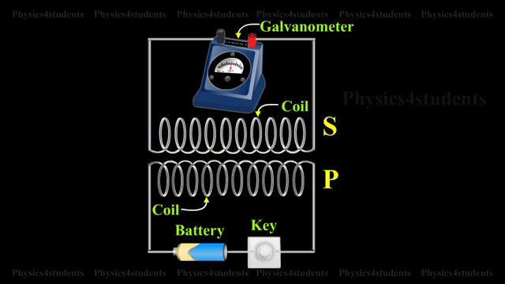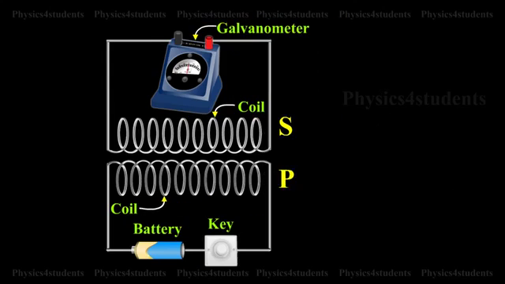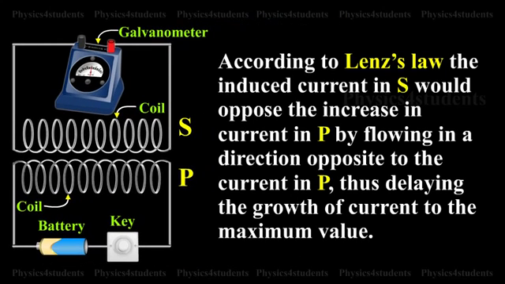Therefore, magnetic flux linked with S also increases, producing an induced EMF in S. Now, the galvanometer shows the deflection. According to Lenz's law, the induced current in S would oppose the increase in current in P by flowing in a direction opposite to the current in P, thus delaying the growth of current to the maximum value.